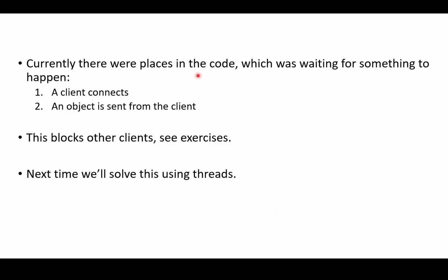We talked about places in the code where the program was waiting for something to happen. Either the client connects to the server, so that was the serverSocket.accept, or when we are reading an object either on the client side or on the server side. And we also saw that it blocked interaction with other clients. So next time we're going to take a look at how to solve this using multi-threading. And that's all for this introduction of sockets in Java.